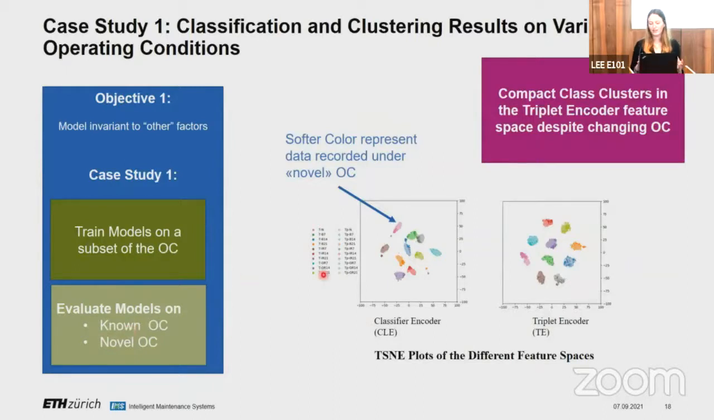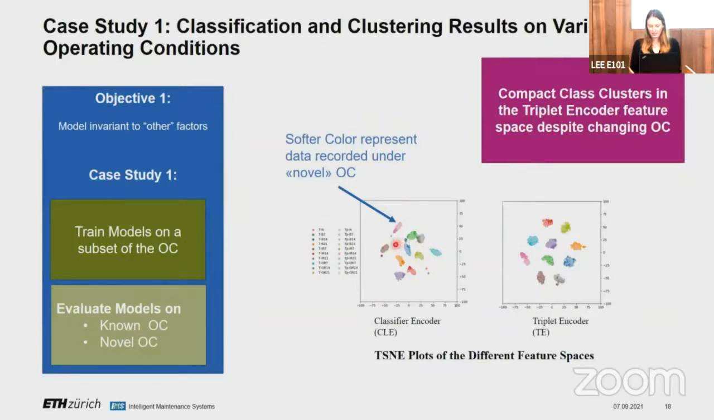And first we have a visual look at how the feature spaces look. On the right, we see the feature space that is learned with a triplet loss, and on the left, we see the feature space that is trained by training a normal classification deep model. So the model is exactly the same, the backbone structure is the same, but we optimize it with a cross entropy loss.